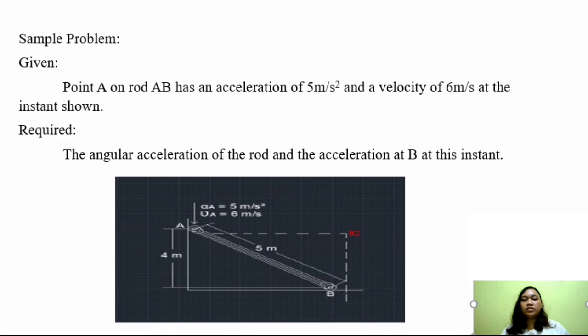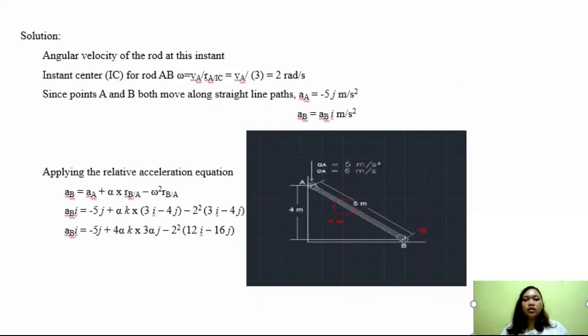Point A has a given acceleration of 5 meters per second squared and a velocity of 6 meters per second at the instant shown. So now we need to calculate the angular acceleration of the rod and the acceleration at B at this instant.